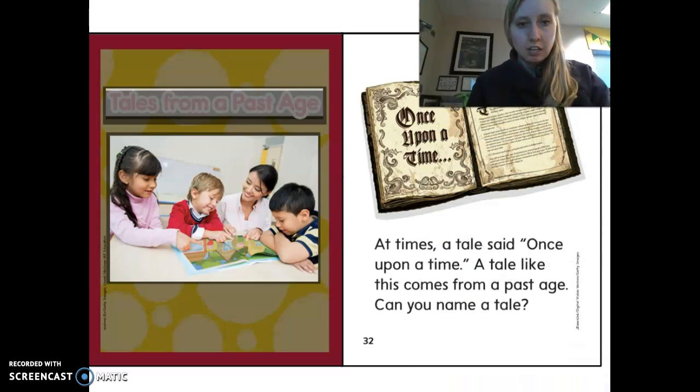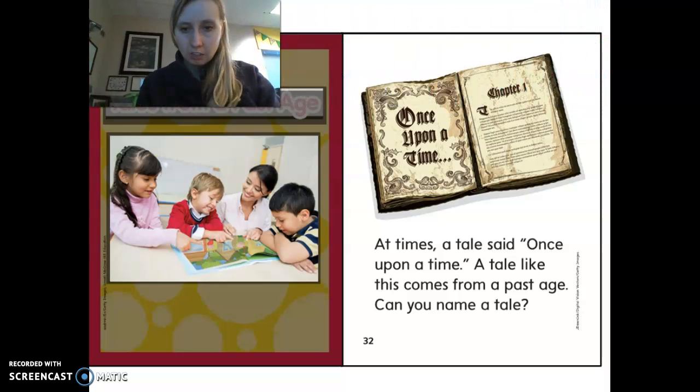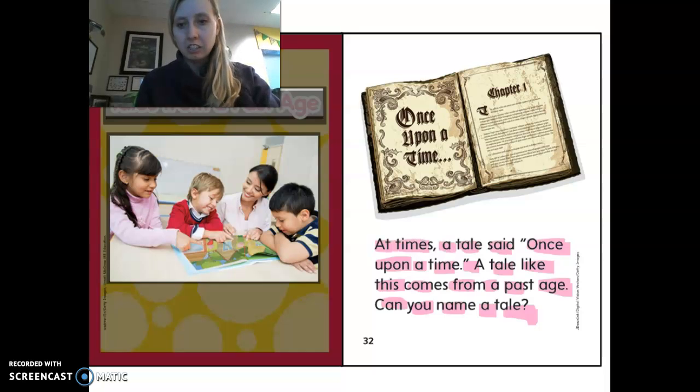Okay, let's look at this. We'll read that together again. Tales from a past age. Okay, so let's look for any sight words. There's once upon. Age has the j ending. Okay, let's read this. I'm going to let you go first, then we'll read it together. Your turn first. Okay, together. At times, a tale said once upon a time. A tale like this comes from a past age.